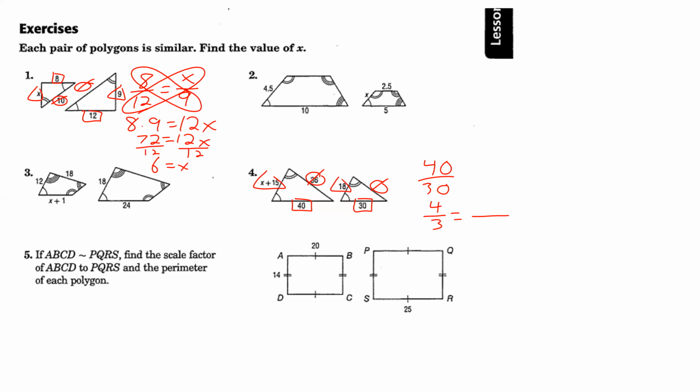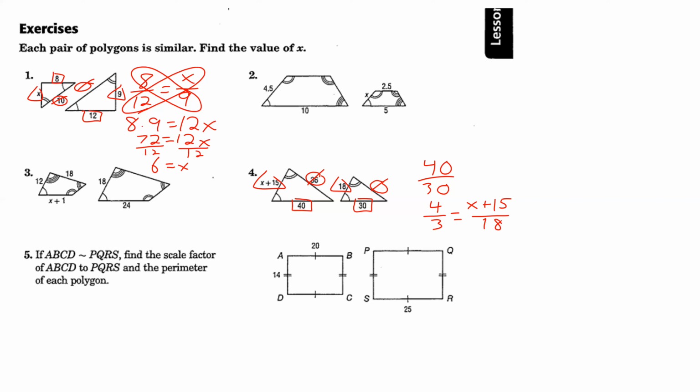Again, which part of that do I put on top? The x plus 15. Why? Because I put the 40 over top. So I put all the values from the bigger one on top. I have to do that same standard over here, so put the smaller ones on bottom. Whatever you do in the first fraction, you do the same thing in the second. So this time I chose to put the bigger figure on top, so I put the smaller figure on bottom. And I have to do that for every ratio.